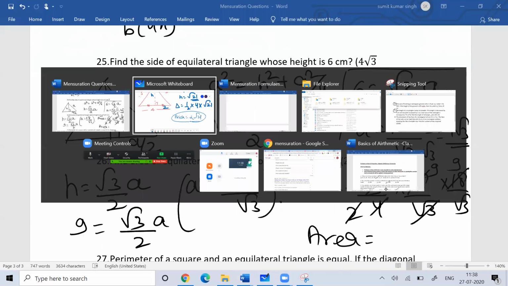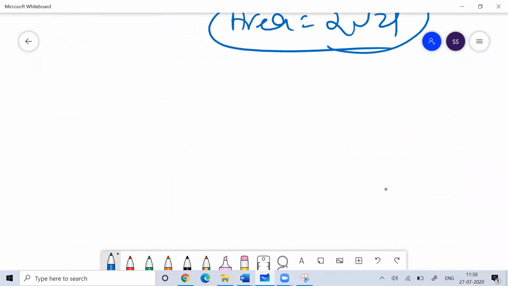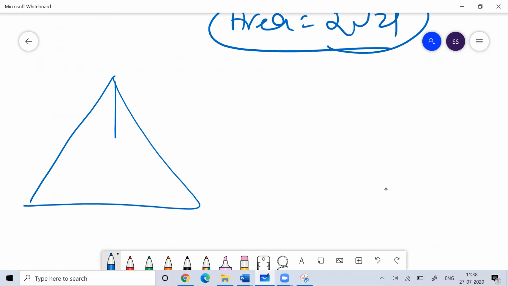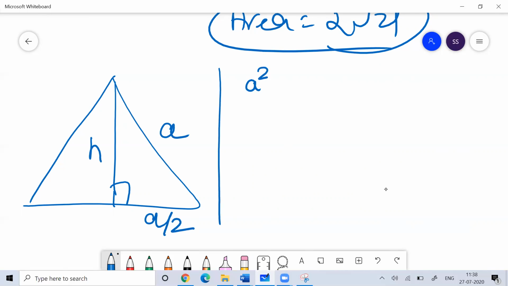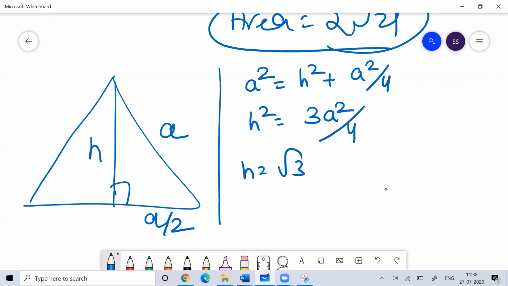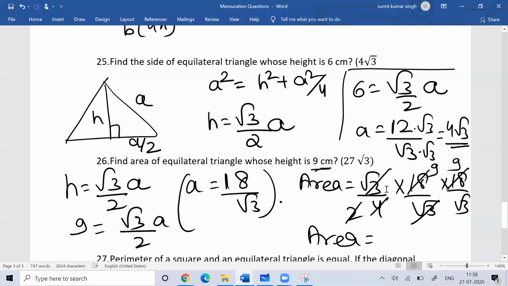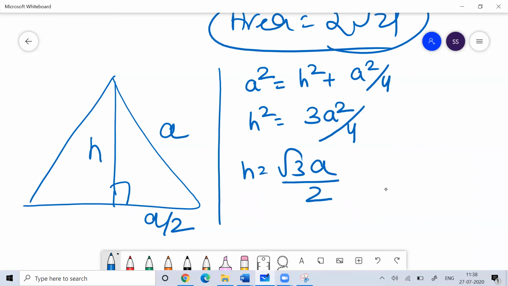If you see this, to talk about the equilateral triangle, if this is a, this is the same for both the equilateral triangle and the isosceles triangle: the altitude always bisects the base. So this is h. So a square is equal to h square plus a square by 4. So h square is equal to 3a square by 4, so h is equal to root 3a by 2. This is the formula. So height is given to you as 9.